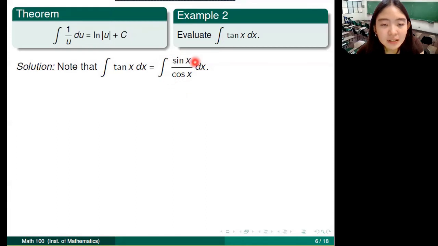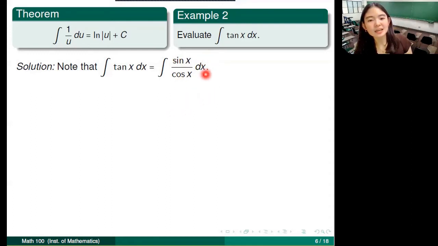Well, pag nag-let u ka ng sine, ang du mo ay cosine x dx, where cosine x is multiplied to dx. Eh dito naka-divide ang cosine x natin eh. So baka hindi yun mag-work. Baka yung u equals cosine x ang mag-work actually. And in fact, yun yung mag-work.